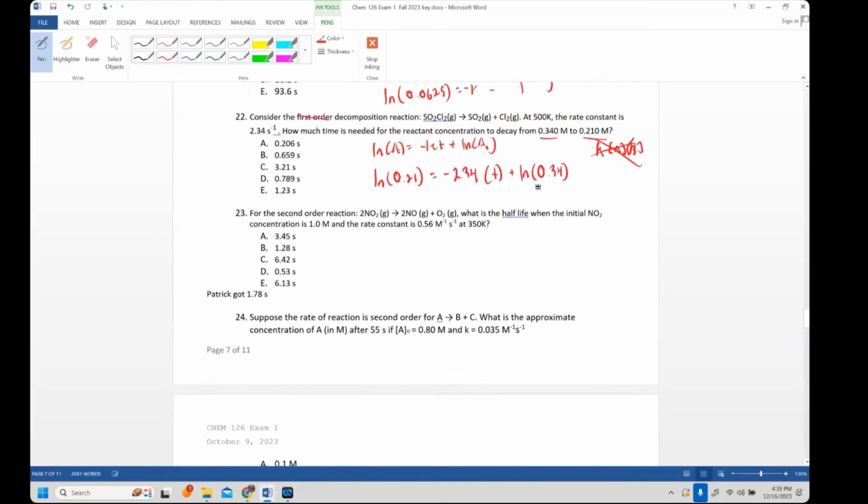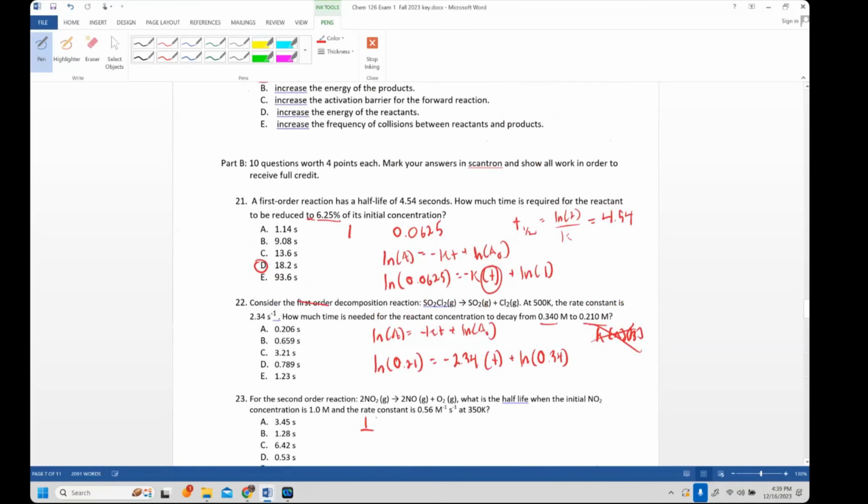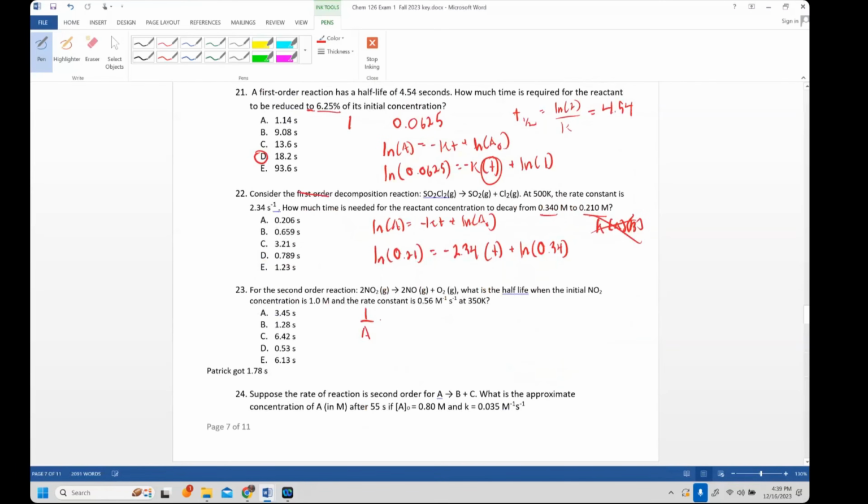So I'll write both ways. We have 1 over A equals kt plus 1 over A0. So every single time, you can do that. If you plug in 1 over initial, which is 1, and k is already given as 0.56, times t, we're looking for that half-life, plus 1 over 1 equals 1 over 0.5. So you can solve for t there.